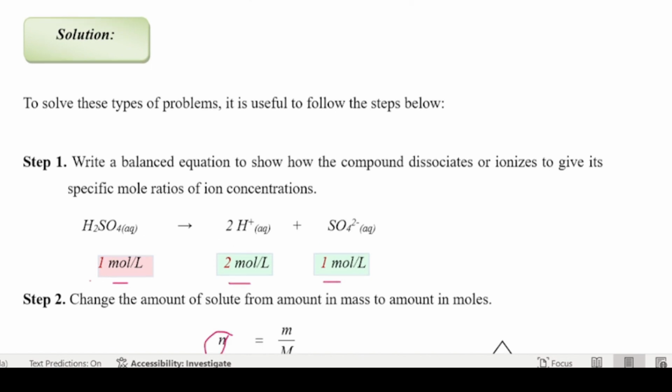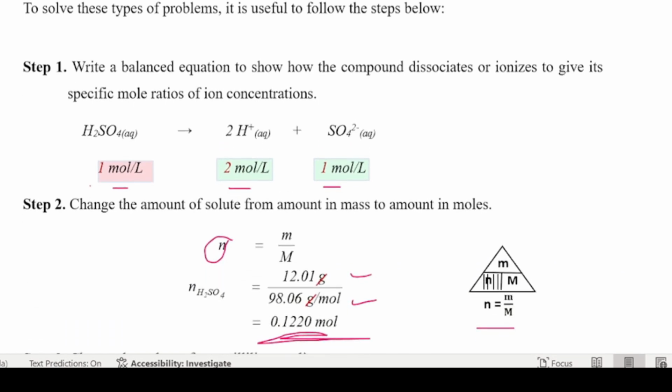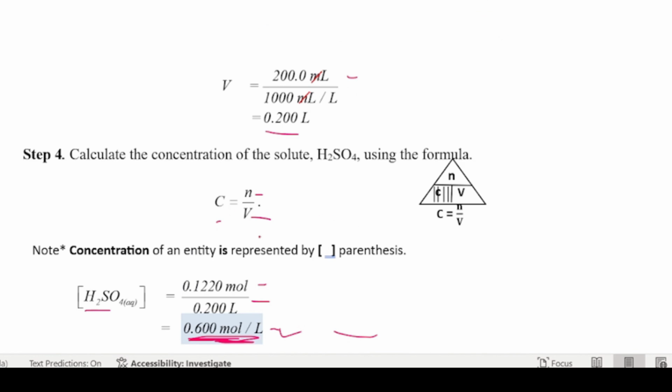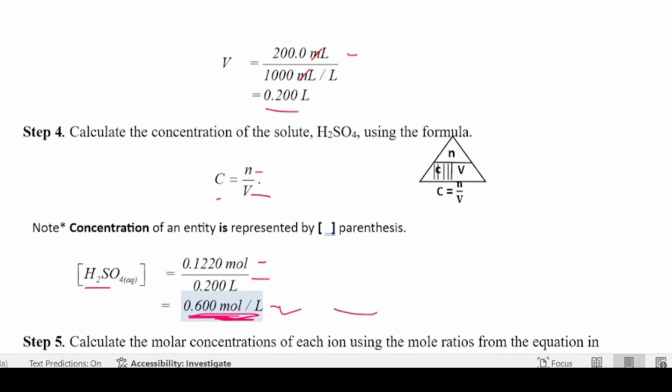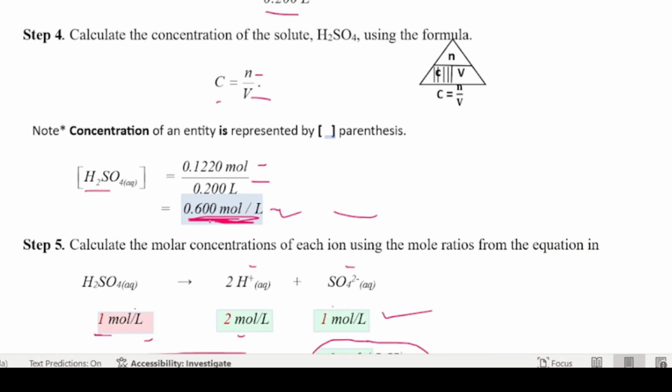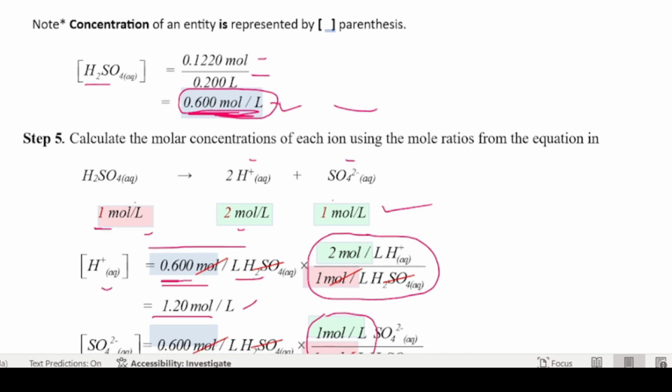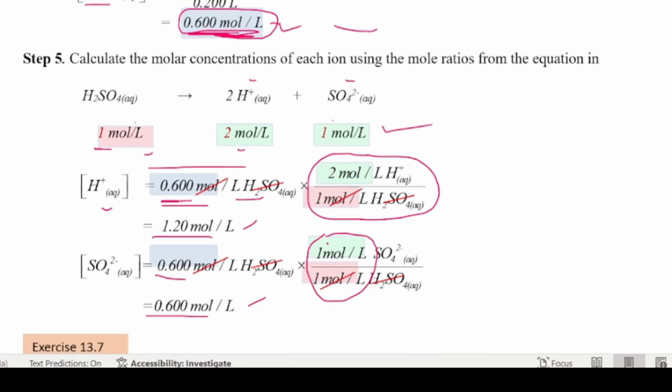Secondly, you find the number of moles of the compound: total mass over molar mass, you get that. Then you find its concentration, using this equation here. And that is the concentration of the parent molecule. Now you use this and multiply it by the specific mole ratio of the ion that you're talking about. So if you're dealing with hydrogen here, you take this and multiply it by the mole ratio of the ion there.